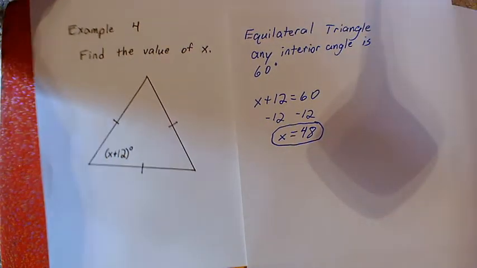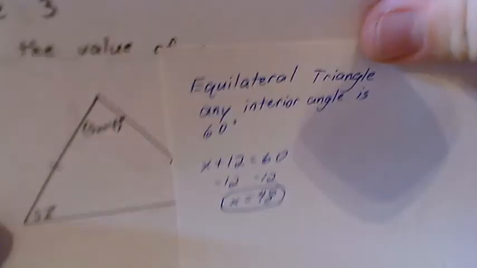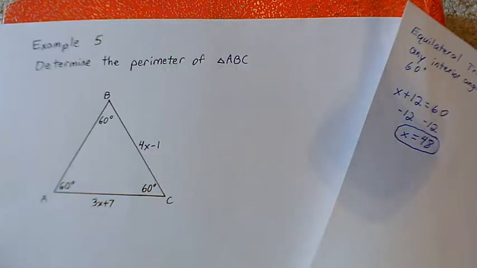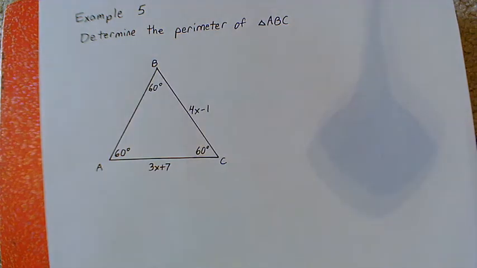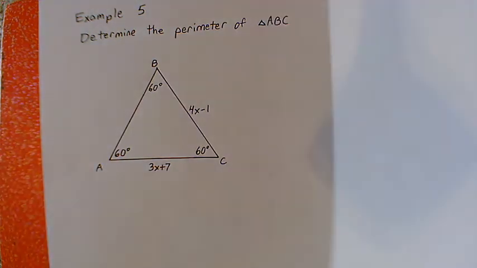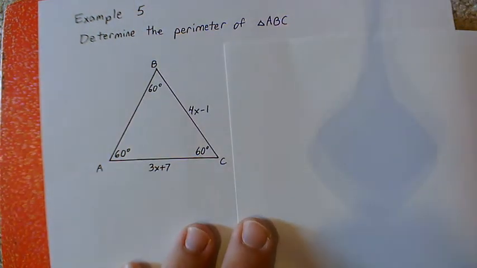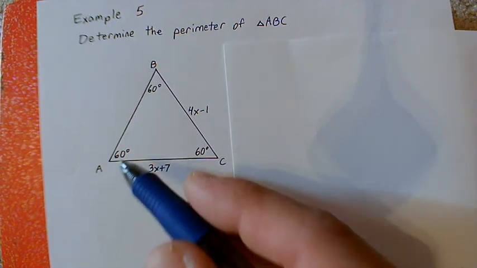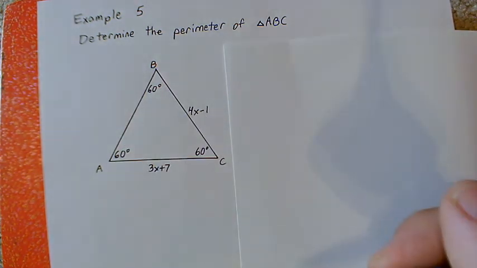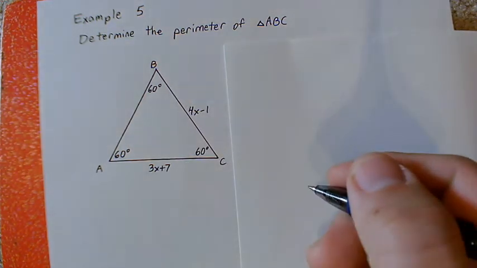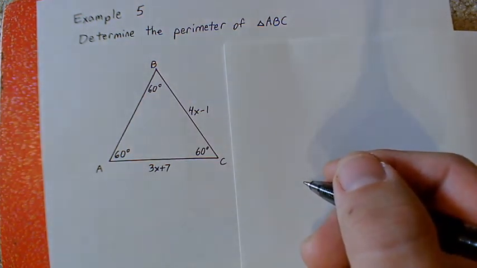All right, moving on to my final example, example 5. What's going to happen here is we are again looking at an equilateral triangle. Now, it doesn't actually say that on the problem, but I would infer that because every single angle is 60 degrees, that means all three sides must be the same. My task here is to determine the perimeter of triangle ABC.